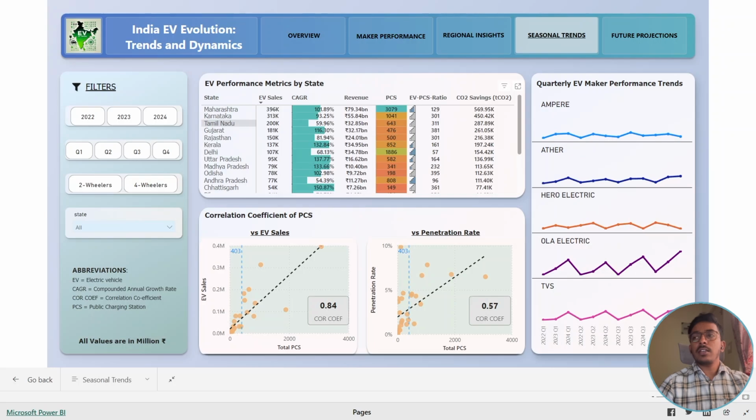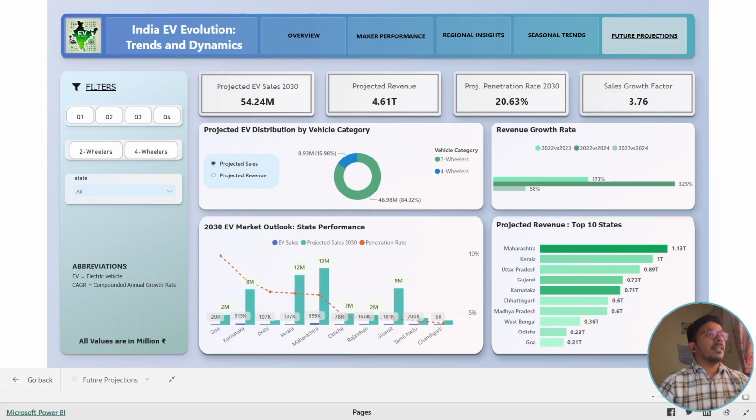We can select any of the states and see the top 5 makers' quarterly trends for that particular state. In the future projection space, I added key metrics such as projected EV sales, penetration rate, and revenue. A pie chart displays the vehicle category distribution by projected sales and by projected revenue.